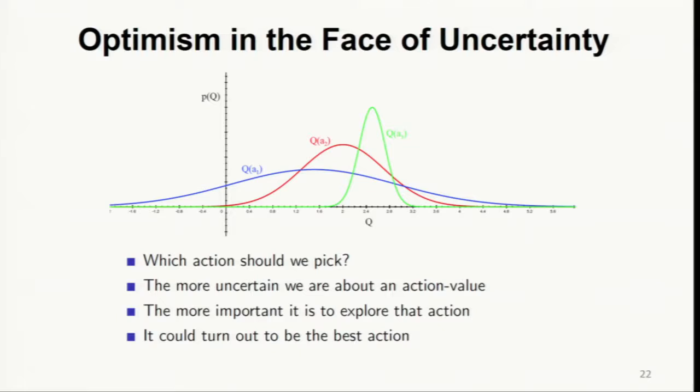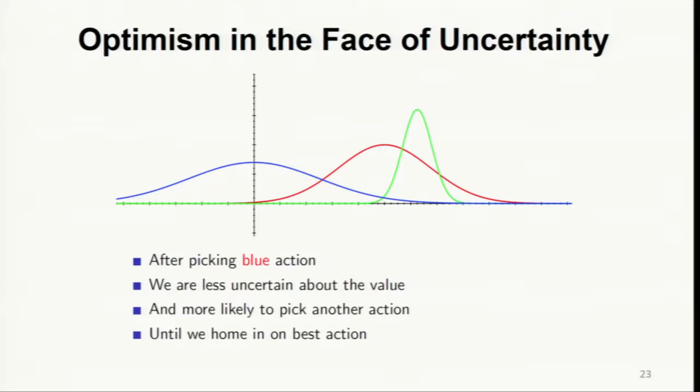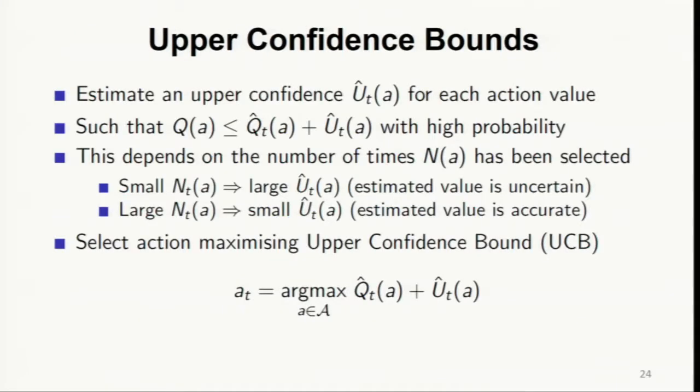Okay? So that means not only do I need to consider the mean, I need to consider the uncertainty too. That means the range. Previously, we only considered the average, Q. But now we need to consider the uncertainty of our estimation. So which actions should we pick? The more uncertain we are about action values, the more important we should explore that action. Make sense? So it could turn out to be the best action. Make sense? So after picking the blue action, we are less certain about this value and more likely to pick another action until we home in on the best action. So this is the idea.